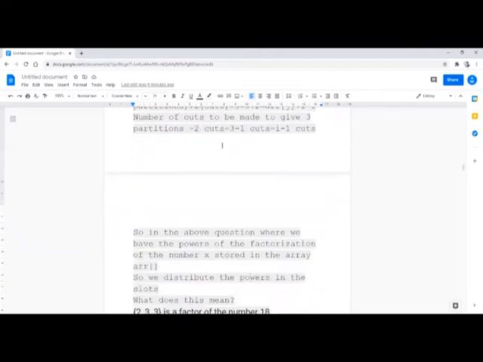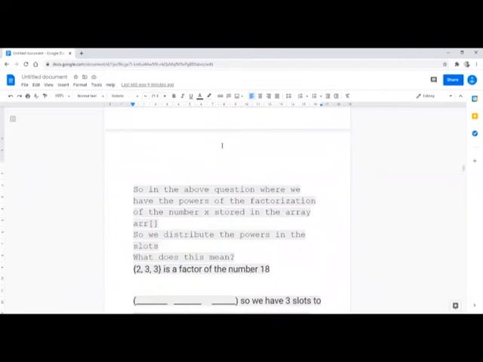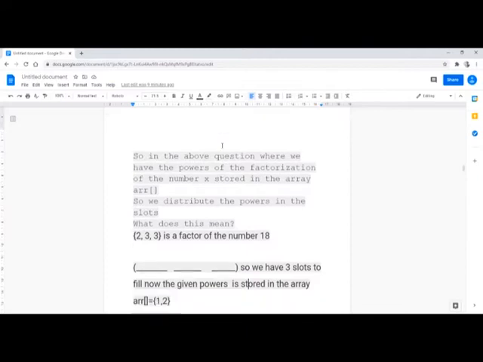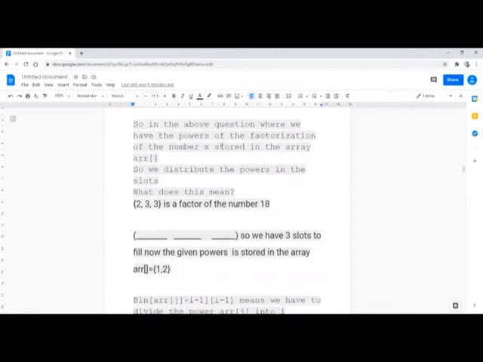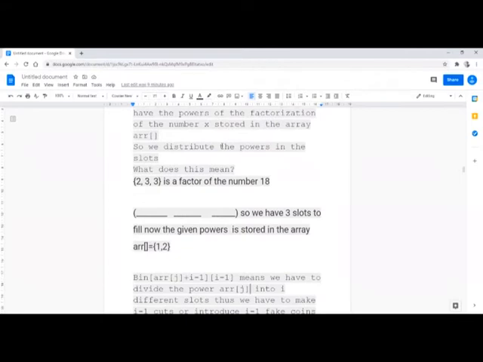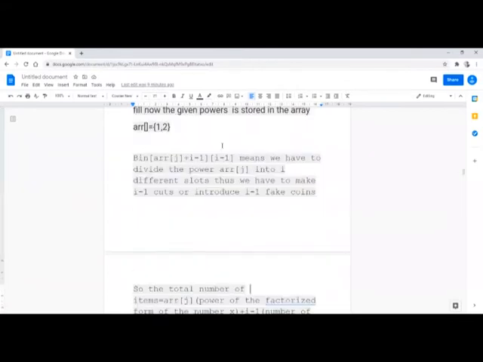So in the above question, we have the powers of the factorization of the number x, which is stored in the array ARR, so we distribute the powers in the slots. What does this mean? 2, 3, 3 is a factorization of the number 18. So there are 3 slots to fill. The given powers are stored in the array ARR, which is equal to 1, 2.